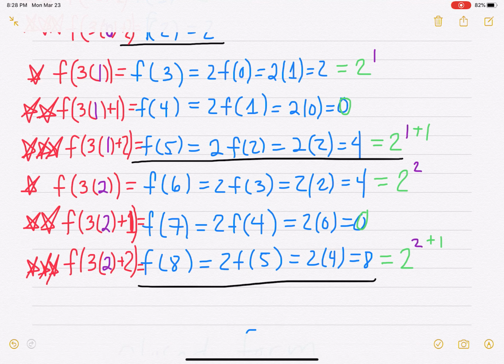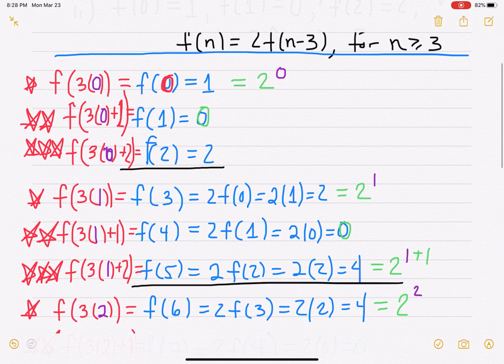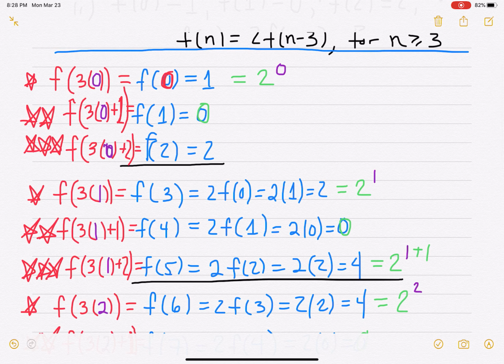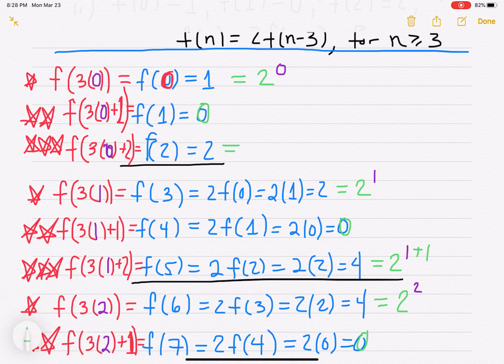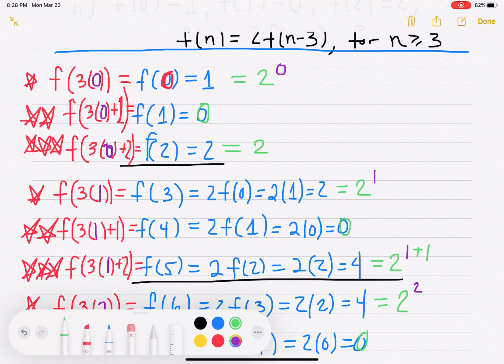And let's scroll up. Let's go to the third type on that first group of 3. So when we have f of 2, you get 2, right? That's 2 to the 0 plus 1.